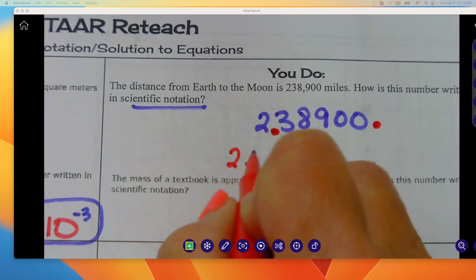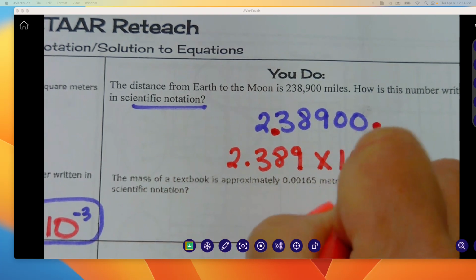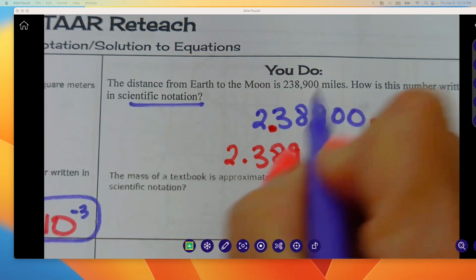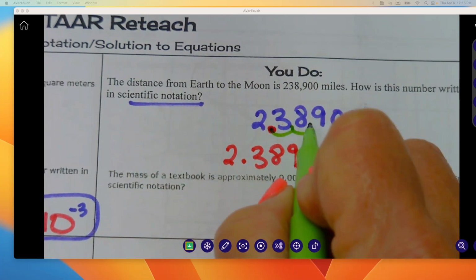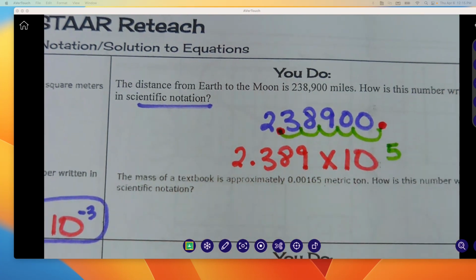So I have 2.389. Remember scientific notation, you multiply by 10. Okay, so from the original decimal point to the new, I'm going to count. Okay, so I have 1, 2, 3, 4, 5. So my exponent is going to be 5.